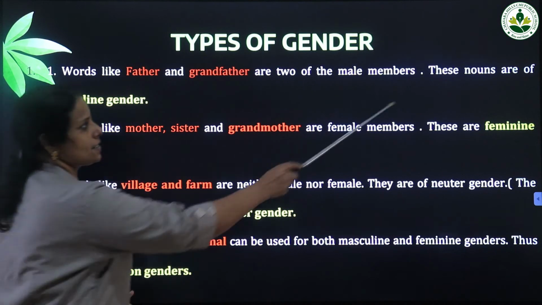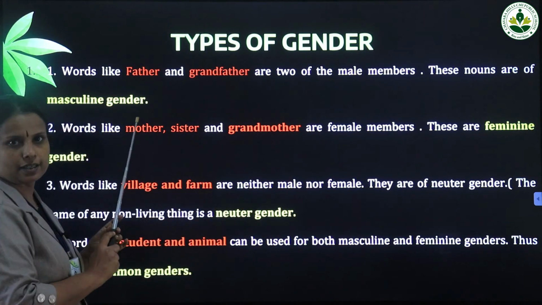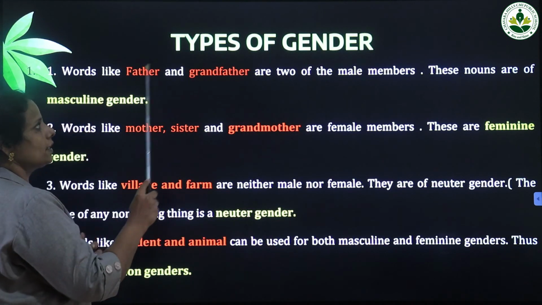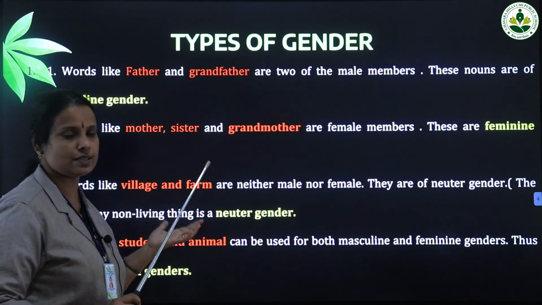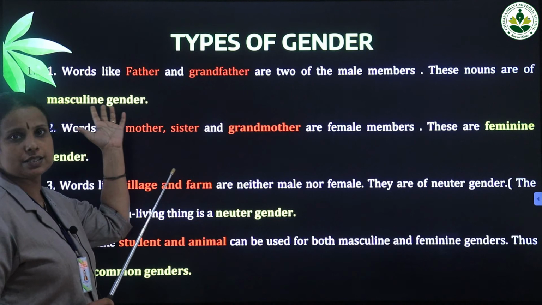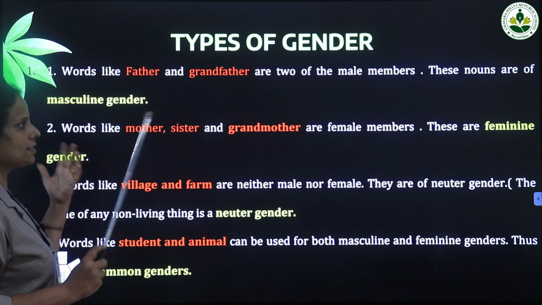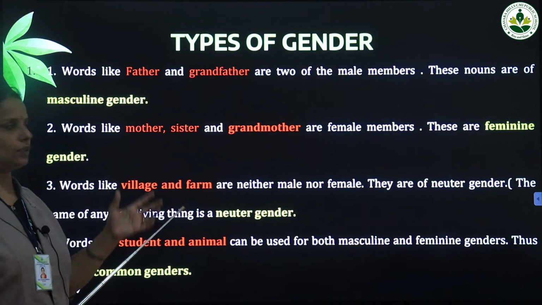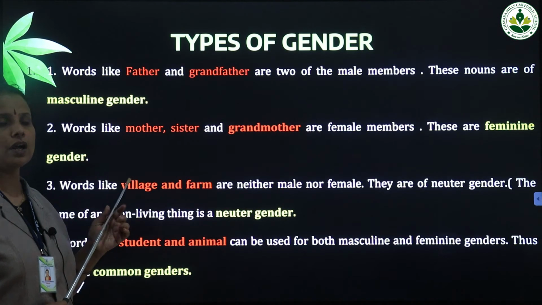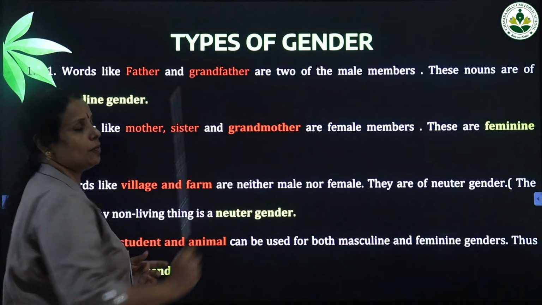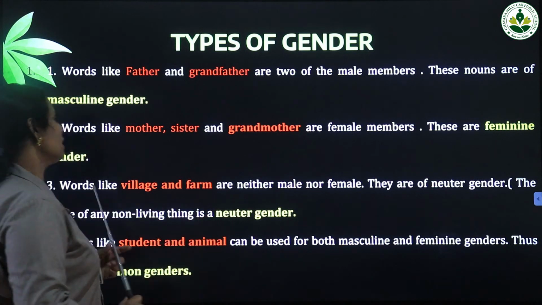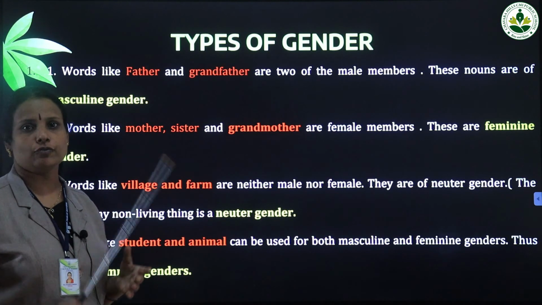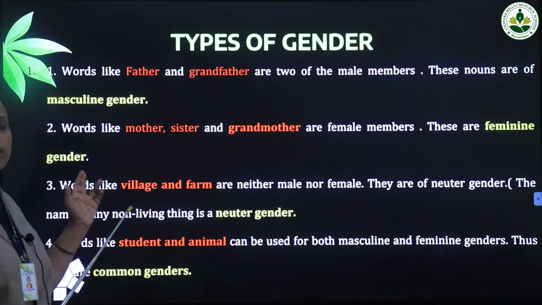Then these nouns are of masculine gender. From this chapter we are studying noun gender. So here father and grandfather are male members, so we call it masculine gender. In the same paragraph, mother, sister and grandmother are also nouns, but they are female members, so these are feminine gender. Male members are called masculine gender and female members are called feminine gender.